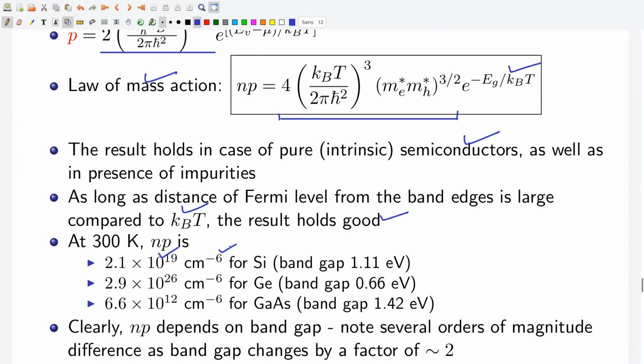In germanium, np is of the order of 10^26 cm^-6. And in gallium arsenide, np is of the order of 10^12 cm^-6. Comparing with the band gap values, clearly np depends on the band gap. Lower the band gap, higher the value of np. Note that np changes by several orders of magnitude as the band gap changes by a factor of 2.